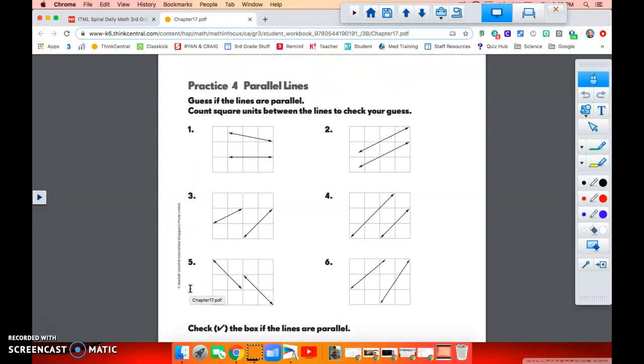So last time we talked about perpendicular lines, which meant they intersected and met at a 90-degree angle, which we kind of talk about like the corners of a square. They're all 90-degree angles, so those would all be perpendicular lines.